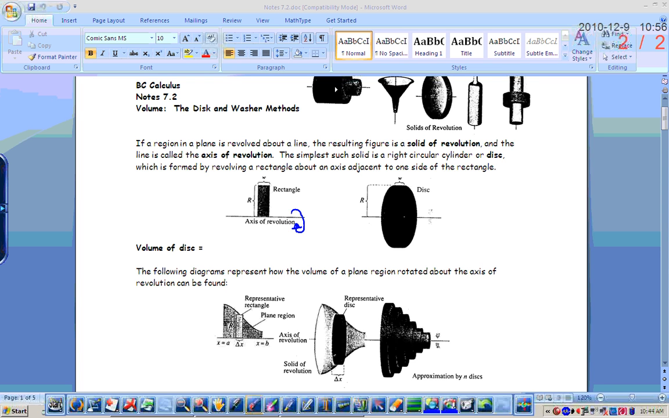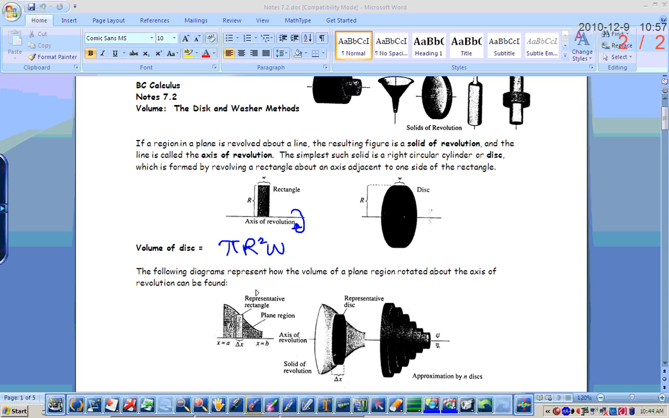What would the volume of this disk be? How do you find the volume of a cylinder? Area of the base, which would be pi r squared. They've labeled the radius as big R in this picture. And then the height of the disk would be what? W. Good. So the volume of that disk is pi r squared W.